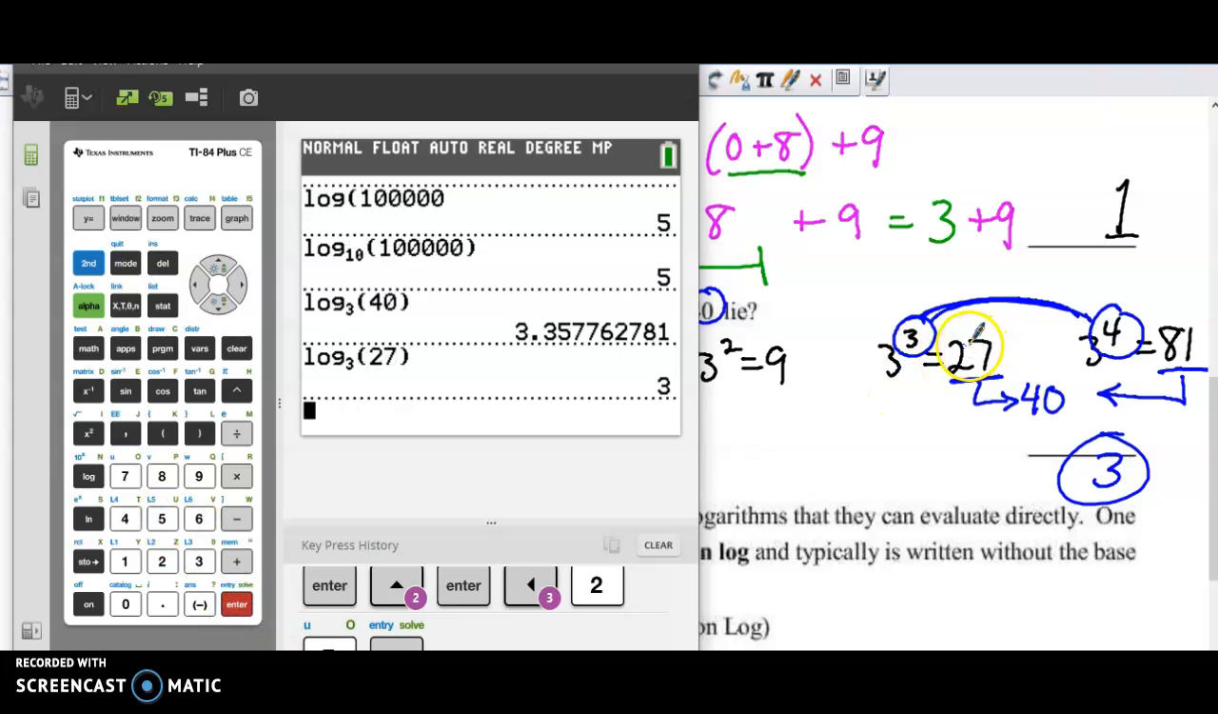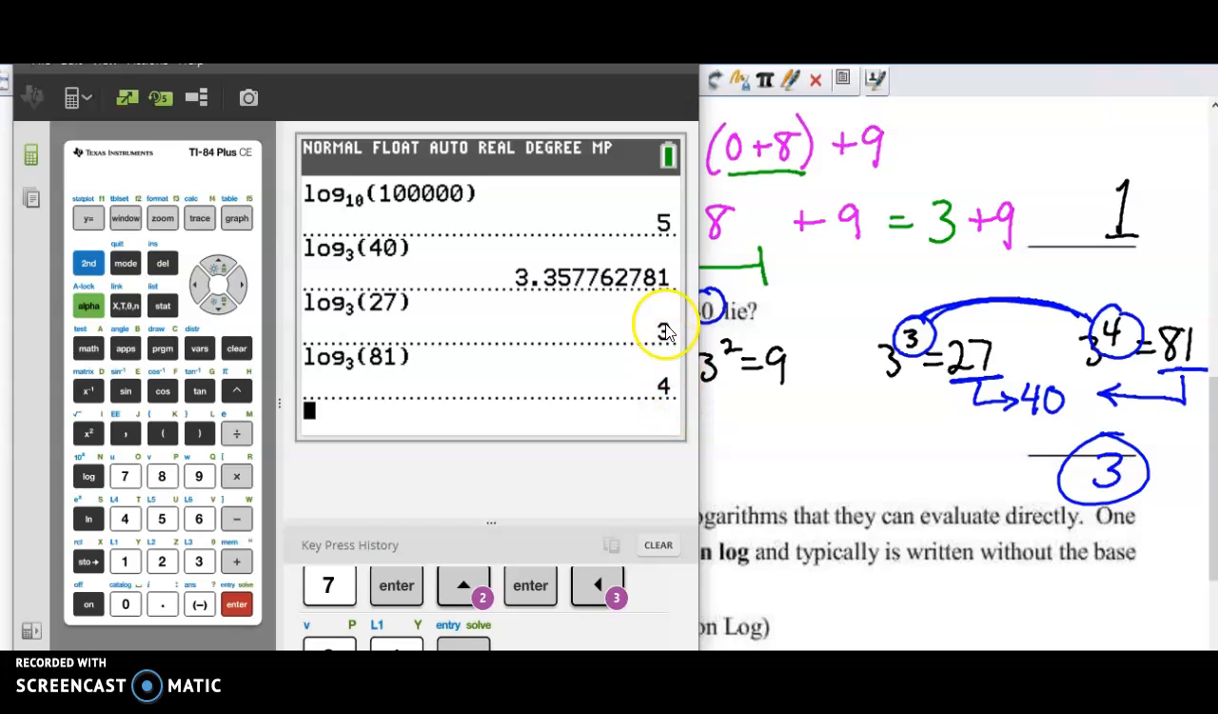That's essentially what I did here. And then do log base 3 of 81. Again, that's essentially what I did. To see my answer needs to be between 3 and 4 because 40 is between 27 and 81.